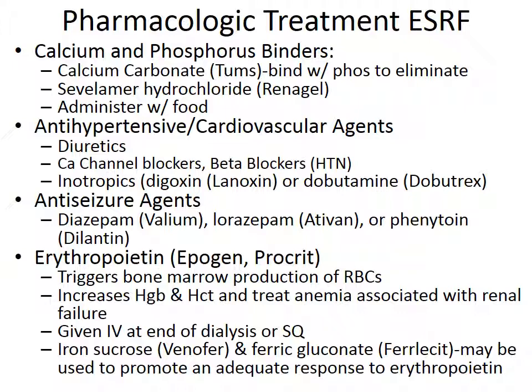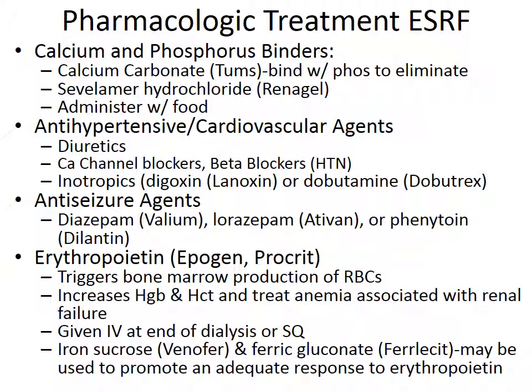Your antihypertensive agents or your cardiovascular agents include diuretics such as Lasix, your calcium channel blockers and beta blockers for the hypertension, and then your inotropic agents, which increase that cardiac contractility, thereby increasing cardiac output. Digoxin or Lanoxin is given IV push or oral, and dobutamine or Dobutrex is given as a continuous IV infusion in these patients. Because patients often have problems with seizure and tetany, anti-seizure agents such as Valium or lorazepam or phenytoin are given to your patients.